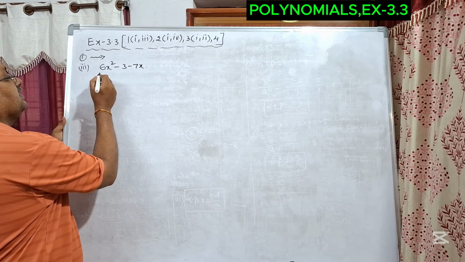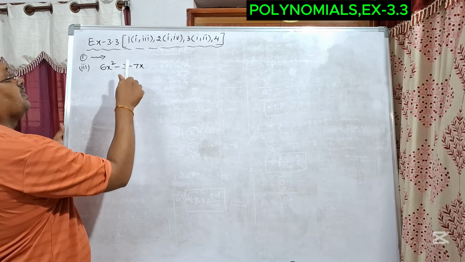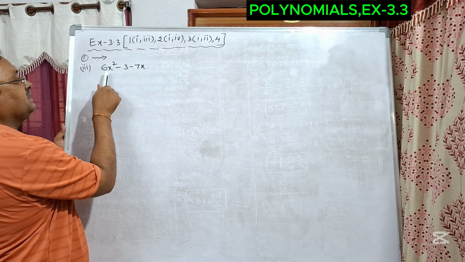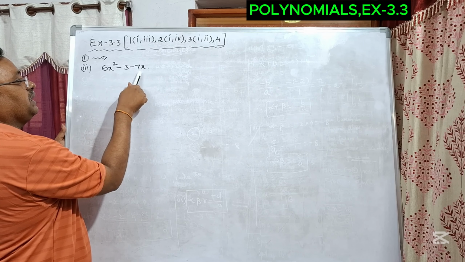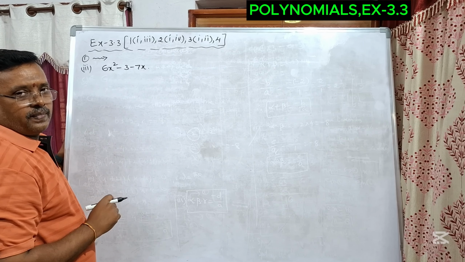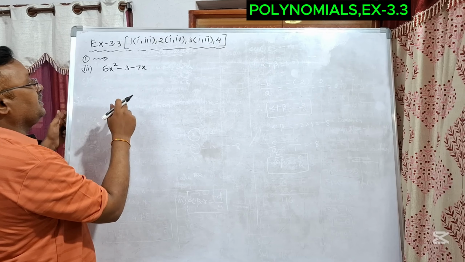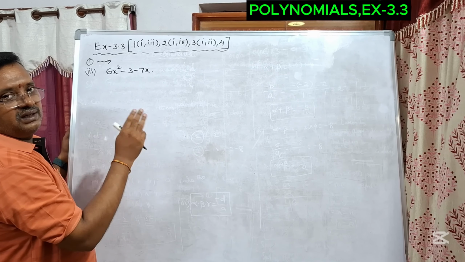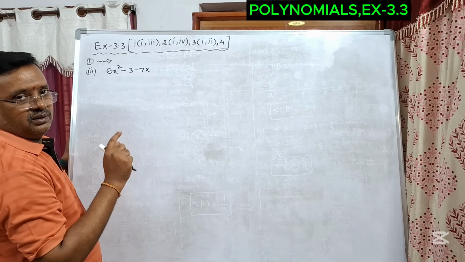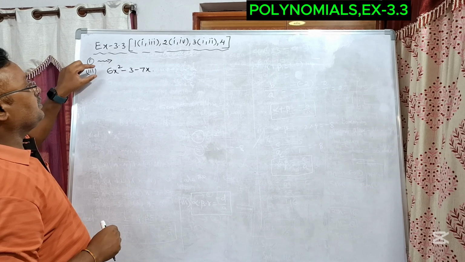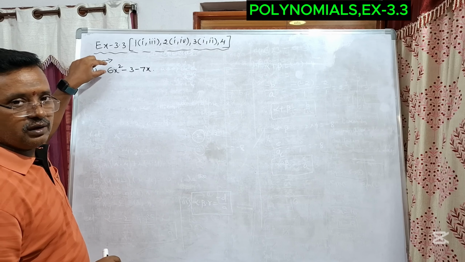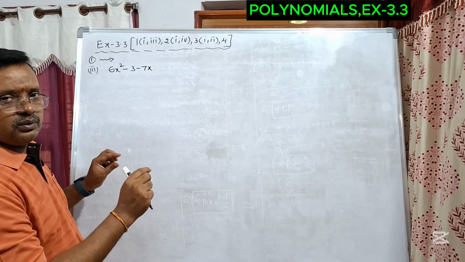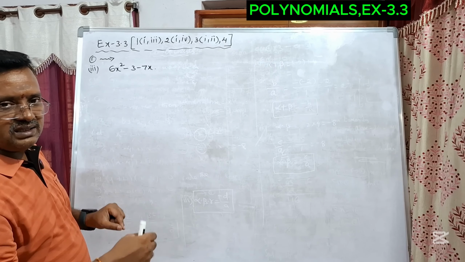I have taken the third problem of the first bit. They had given the quadratic polynomial as 6x square minus 3 minus 7x. But if you observe this one, they did not give the quadratic polynomial in the general way. The terms are in disorder. So we need to write the given polynomial in the proper order to do the problem in the easiest way.